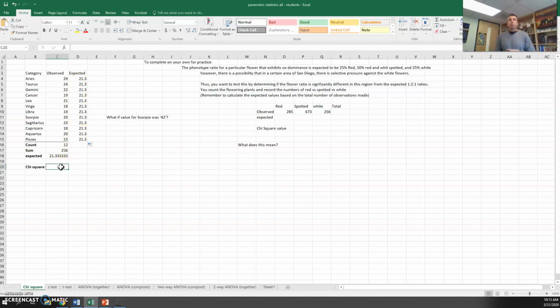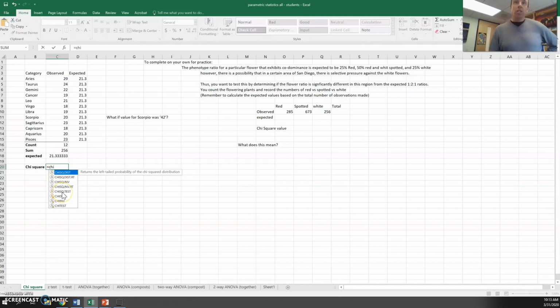Now, again, that's the hardest part: how do you get your expectations? Once you have that, chi-squared is pretty easy. You just go equals chi, and you start to look for chi-square test. All right, so down here, chi-square test. Double click on that, and you'll see the actual range, meaning your actual observations. So here's my actual observations, right? And then, comma, the expected range.